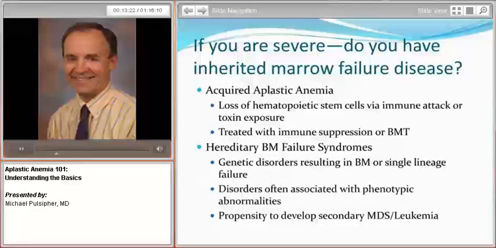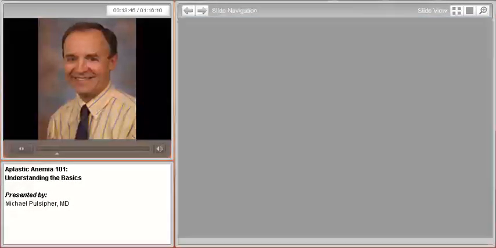Now, these disorders also have what we call phenotypic abnormalities, and what that means is that they sometimes will have physical signs on a physical exam that are associated with that bone marrow failure syndrome. In addition, it's important to understand many of these bone marrow failure syndromes because they can go on to develop leukemia at a much higher rate.